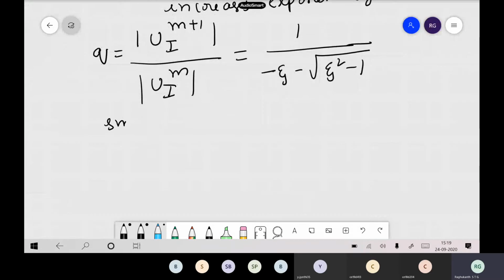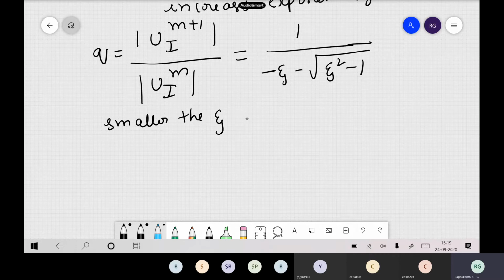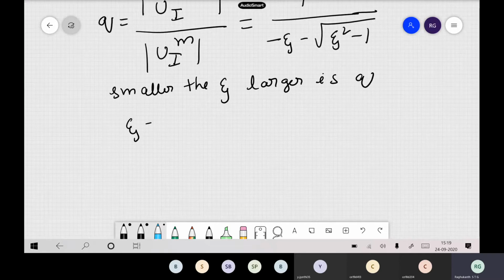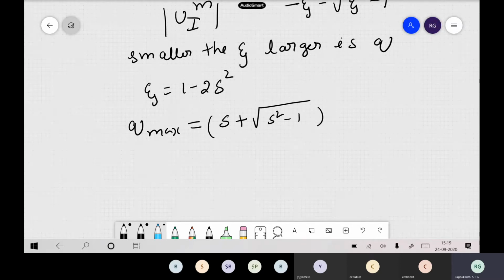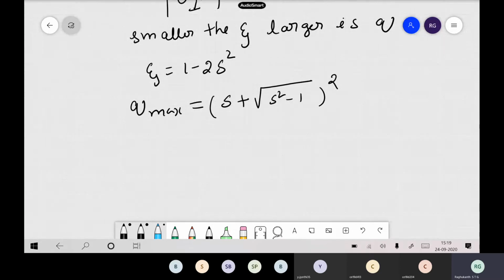So the larger, you followed, is q itself. And the amplification factor, you can substitute: psi is 1 minus 2s square. You can substitute your q max also. You can do all the algebra, and you can write this as s plus square root of s square minus 1, the whole square. So how much it is depends on your s itself.